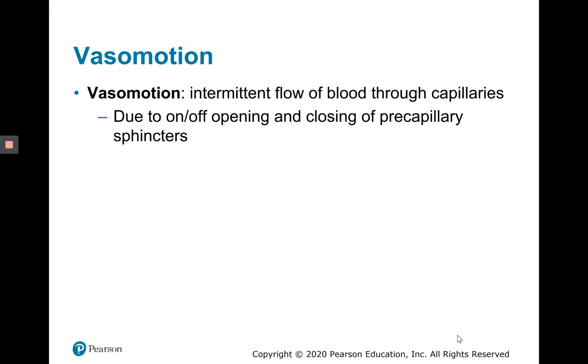The definition we want to introduce is vasomotion. Vasomotion is intermittent flow of blood through capillaries, and this is due to on-off opening and closing of precapillary sphincters. So that vasomotion or intermittent flow is definitely seen in the capillary beds of mesenteries in the abdominal pelvic wall.